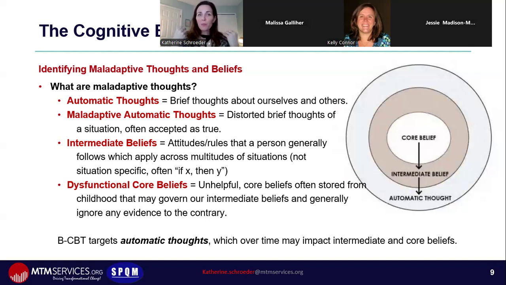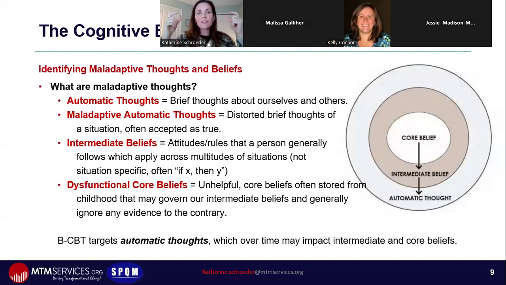So when we're thinking about brief CBT specifically, we're really targeting automatic thoughts. And in time, if we're targeting the automatic thoughts, what brief CBT says and believes is that that may also then start to impact intermediate and core beliefs. But with the brief nature of brief CBT, we're probably not getting into intermediate or core beliefs, because if we did, we wouldn't be doing it the justice that it needs.